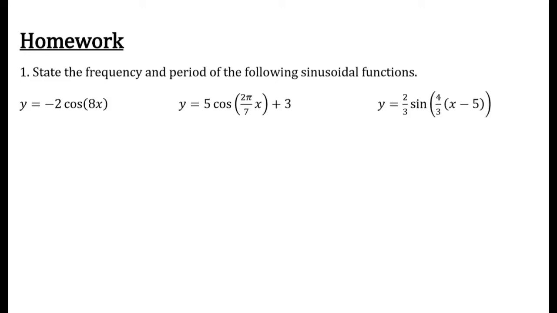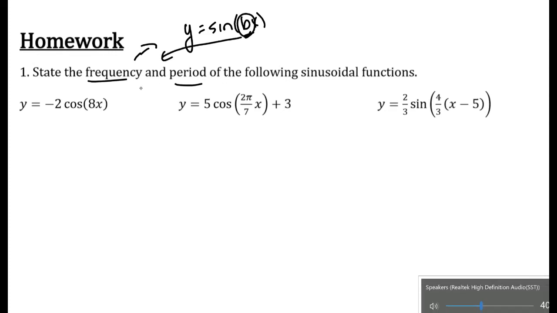Number 1, state the frequency and period of the following sinusoidal functions. So in this lesson, we talked about the frequency and period as the frequency being the b value in y equals sine or cosine of bx. The b value there is the frequency. And that tells me how many times it happens in 2 pi.